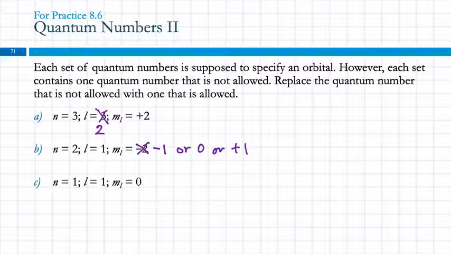How about the last one? N can be 1. If n is 1, can L be 1? No. It goes 0, 1, 2, 3. Okay. So if n is 1, L has to be 0. If L is 0, can M sub L be 0? Yeah.